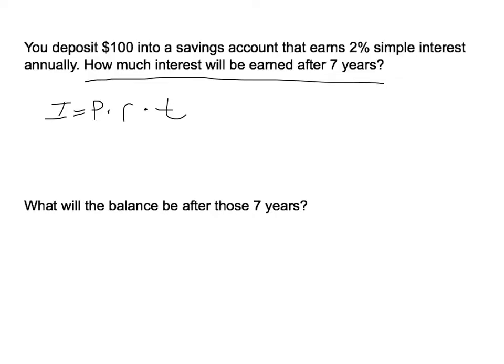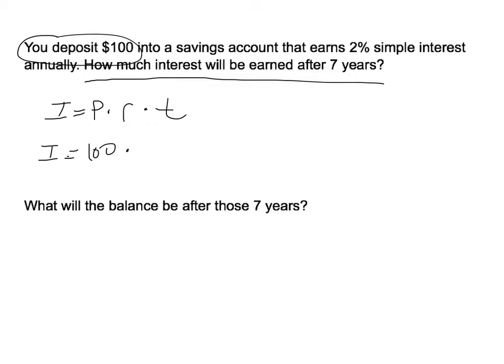All right, I want to know how much interest will be earned after 7 years, so I'm going to use IPERT. How much interest? I'm looking for I. I don't know it, but P stands for principal. You deposit $100 into the savings account, so that's your principal. It's the initial amount.